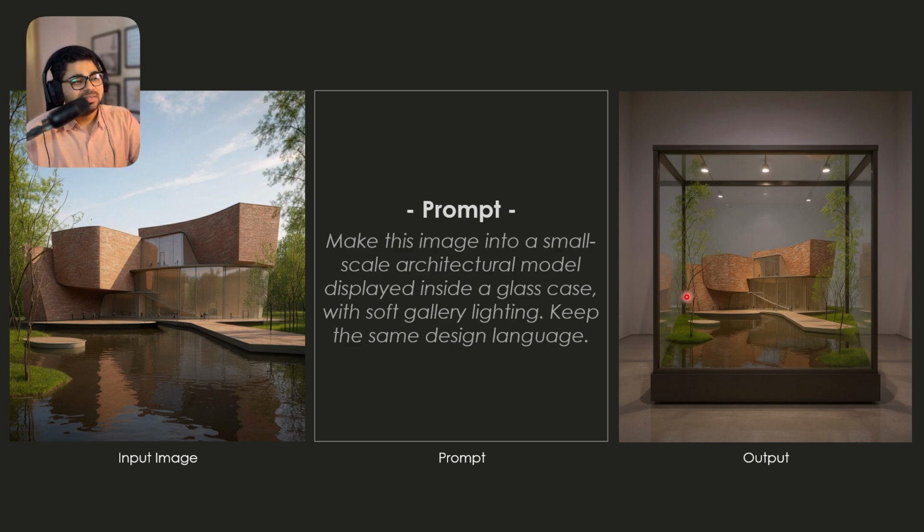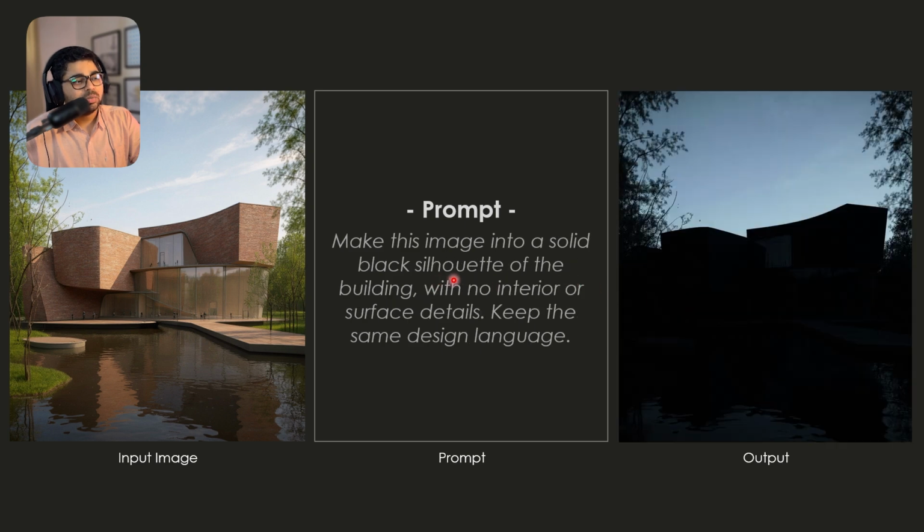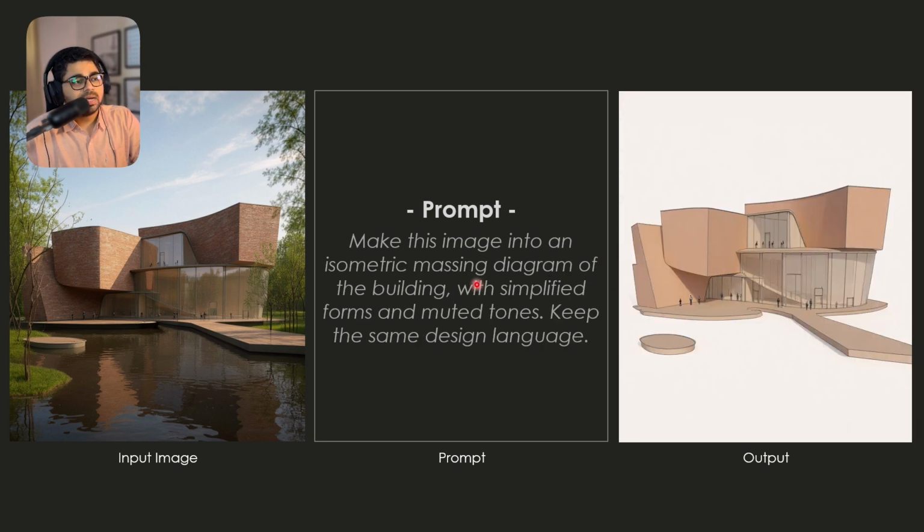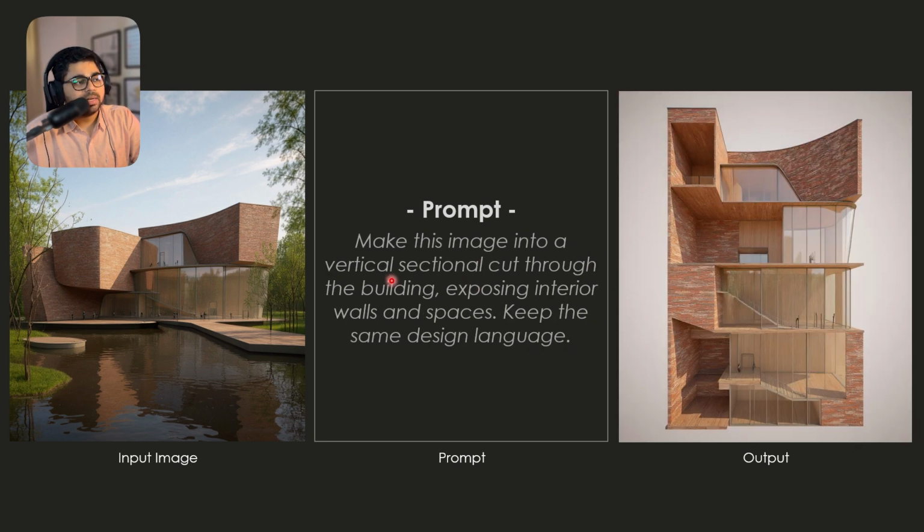But anyway, then the next image, I was like, can you make it into a black silhouette of the building with no interior or surface detailing? Then I wanted to try it for the ghosted view. Then I asked it to make a massing diagram. Then I asked it to make a vertical sectional cut through the building. And I tried this multiple times. While the output looks good, it has stacked the overall building on top of each other and then cut through it rather than cutting it as one.